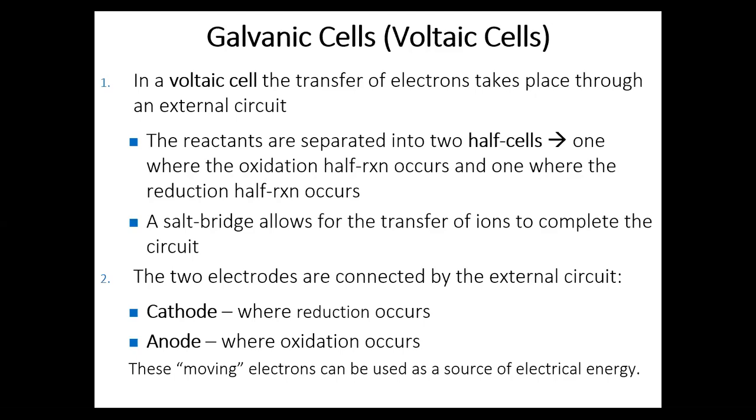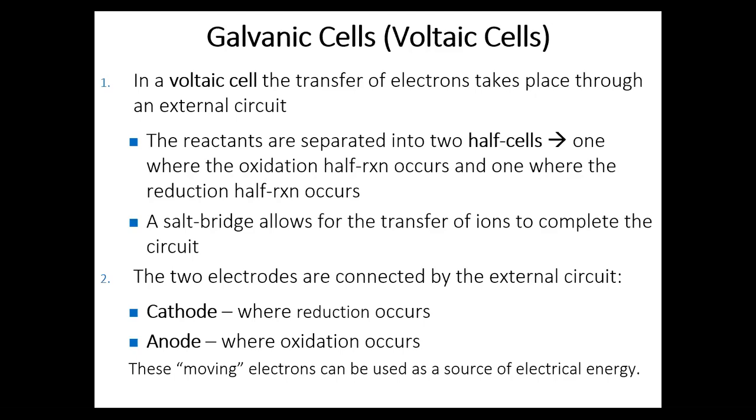That is all the information that we need to discuss galvanic cells or voltaic cells. When we talk about voltaic cells or galvanic cells, whatever you want to call it, the transfer of electrons takes place through an external circuit. We're going to make up a circuit, and these electrons are going to transfer from negative to positive. Anyways, we're going to discuss that.